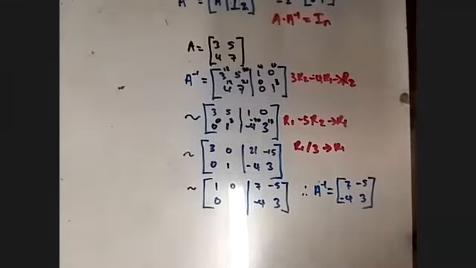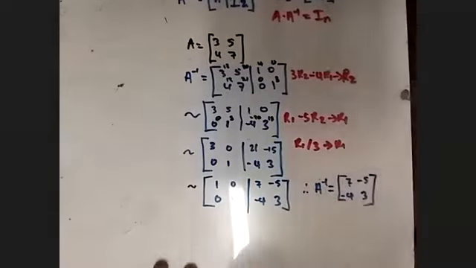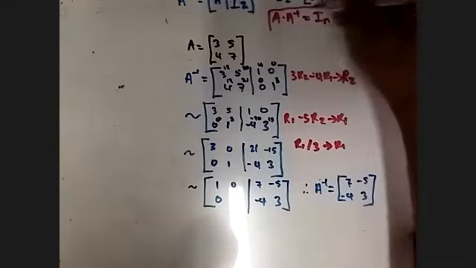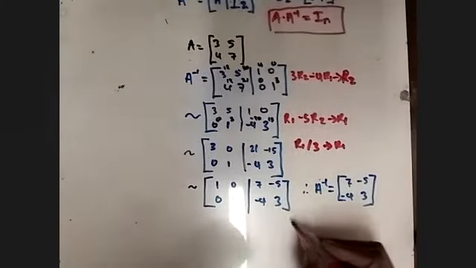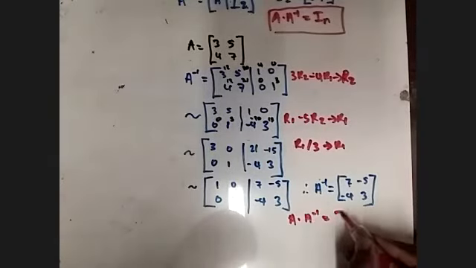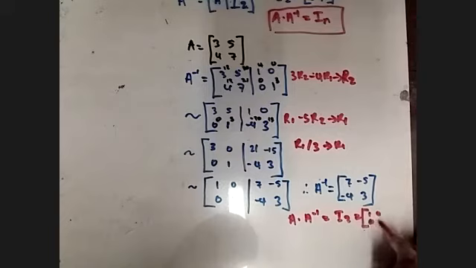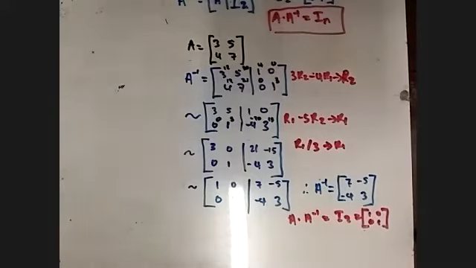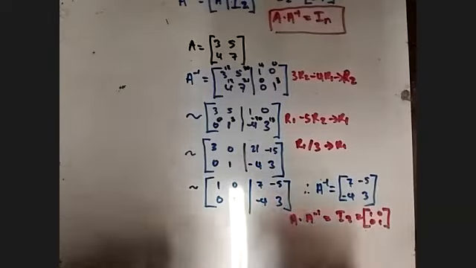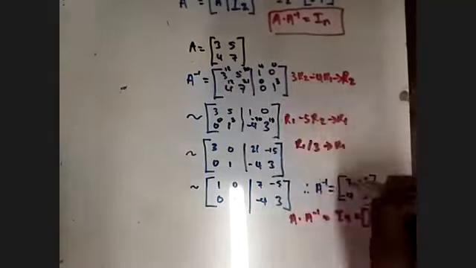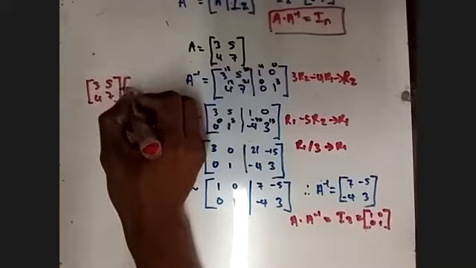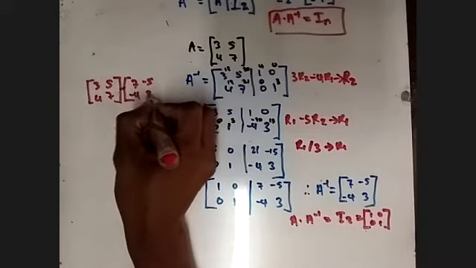Before, I said if our inverse is true, then this checking method here should be true, meaning that A multiplied by A inverse should equal I2. What is I2? It's 1, 0, 0, 1, okay? You remember the last session we did multiplication of matrices. Now we're going to take this and multiply by that. So you're going to have 3, 5, 4, 7. Then you multiply this by 7, -5, -4, and 3, okay?